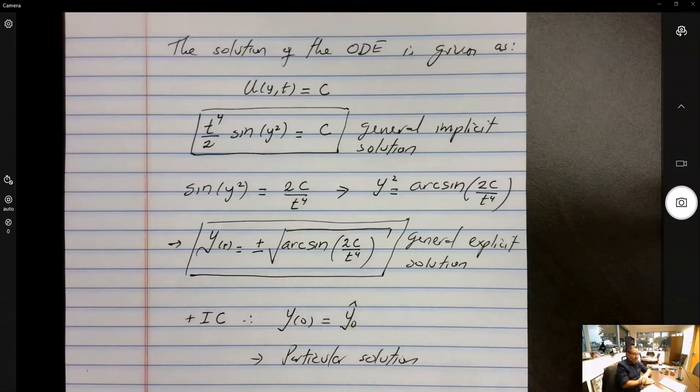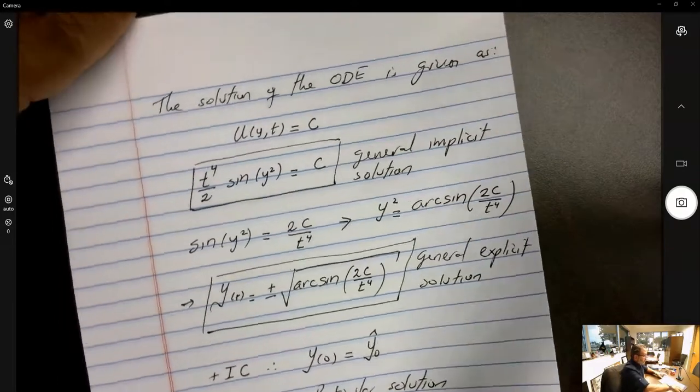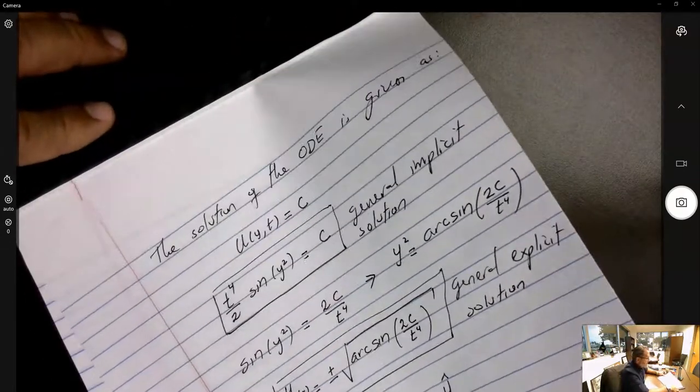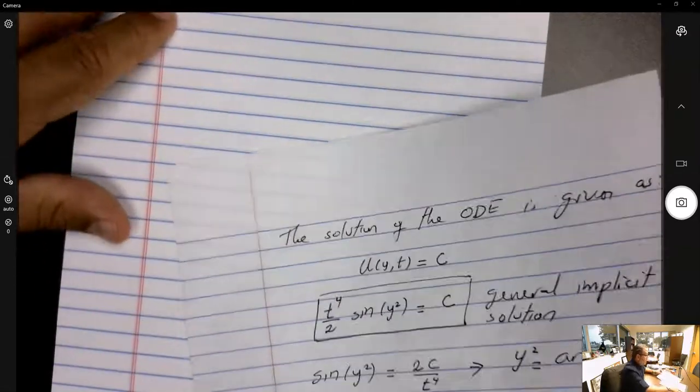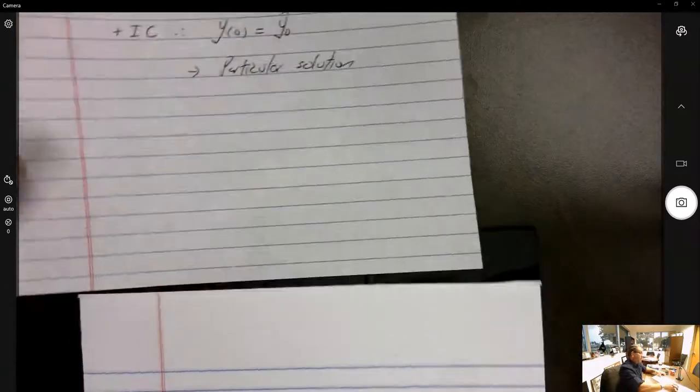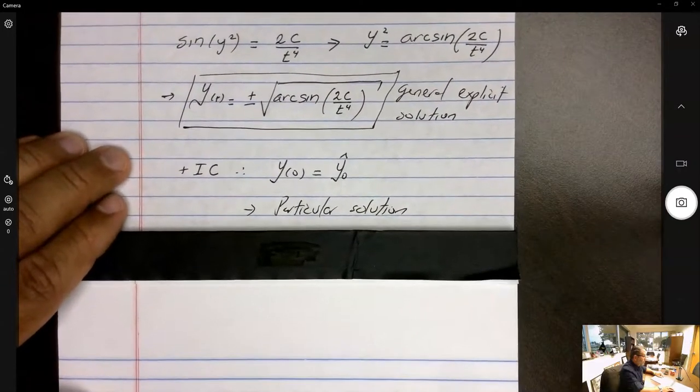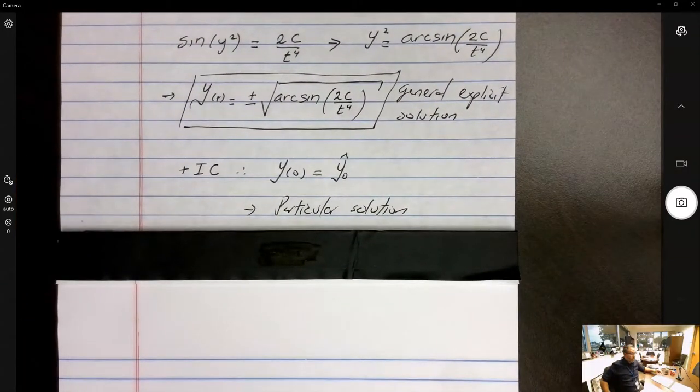If it's not, then can I find an integrating factor that is a function of t? Well, if no, then can I find an integrating factor that is a function of y? And if it's no, then that's it. You kind of run out of options. The only thing left to do is approximate the solution.